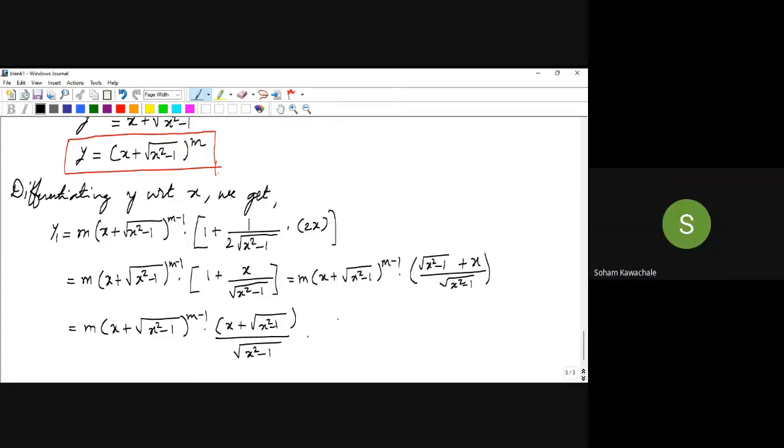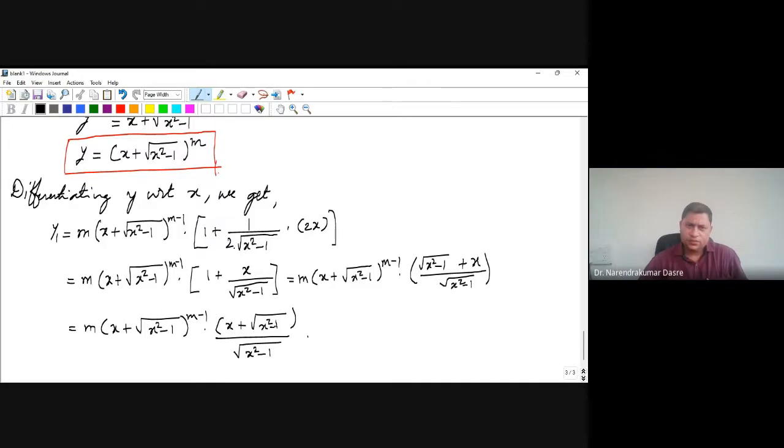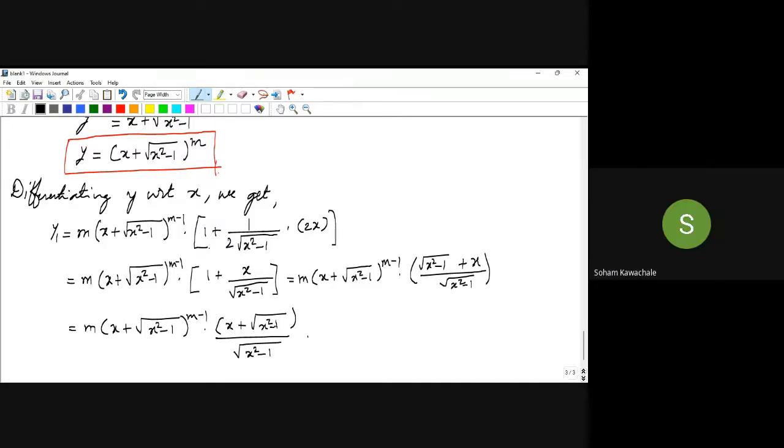Sir, in the second last equation, it would be root of x square minus 1 plus 2x upon root of x square minus 1, right? Pardon, this equation? Yes, sir. On the rightmost side, it would be root of x square minus 1 plus 2x upon root of x square minus 1, right? How? Because the 2s get cancelled.